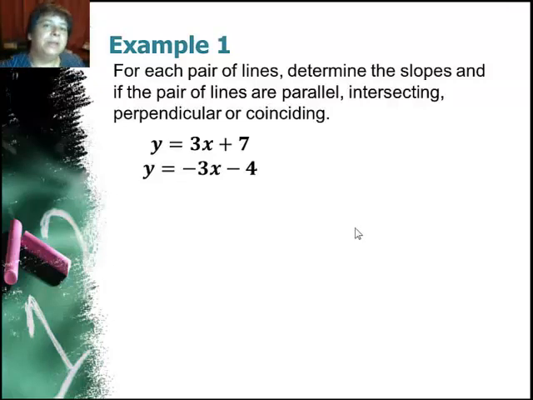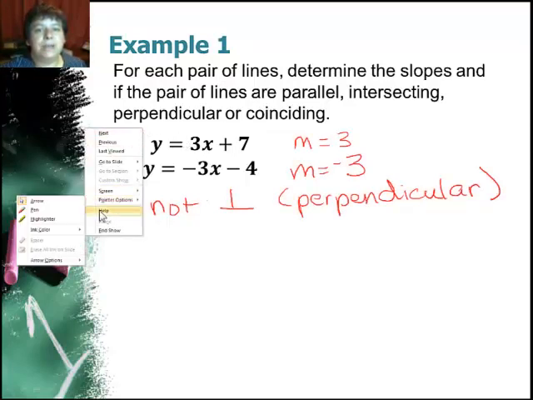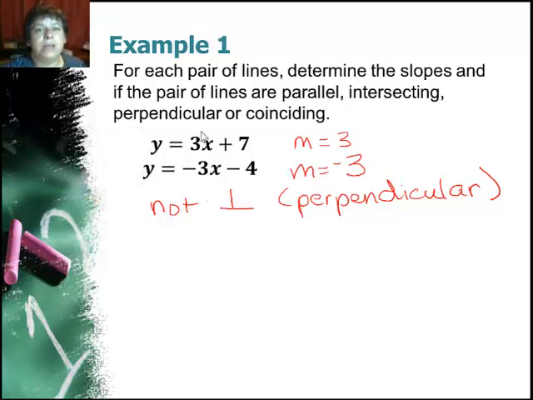So let's go ahead and look at some examples and see if we can classify these lines. The first step we're going to do is look at the slope. Now here, it was pretty easy because they were already in slope-intercept form. See, there's the 3 in front of the x. The y is on one side by itself. This one has a slope of 3 and a y-intercept of 7. This one has a slope of negative 3 and a y-intercept of negative 4.